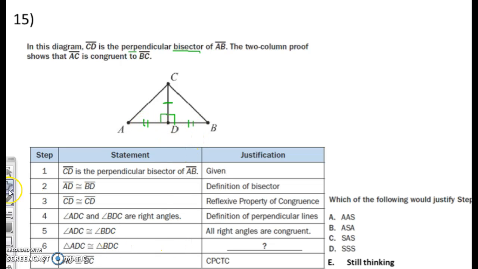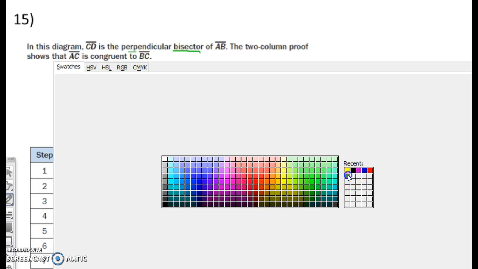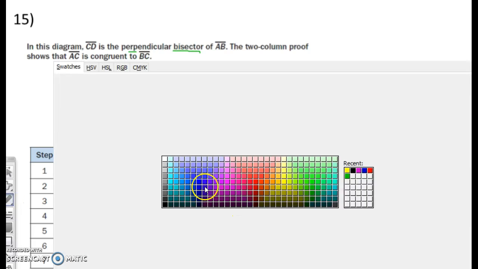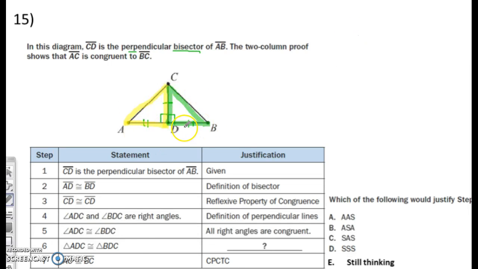All right, so now it's saying that triangle ADC is congruent to triangle BDC, and we have to give the reason why. So now that we've put all of our markings on there from what it's given us so far in the proof, we can just label it.